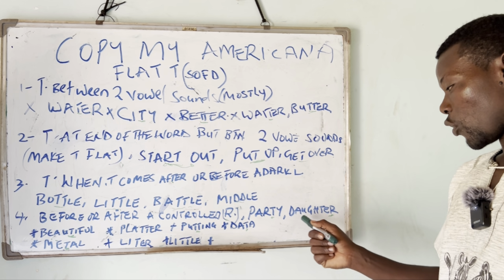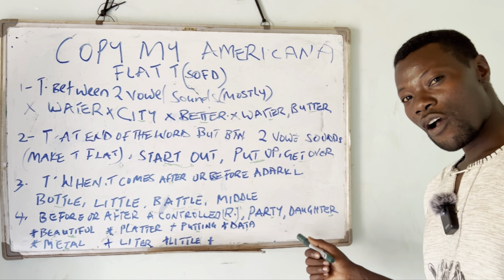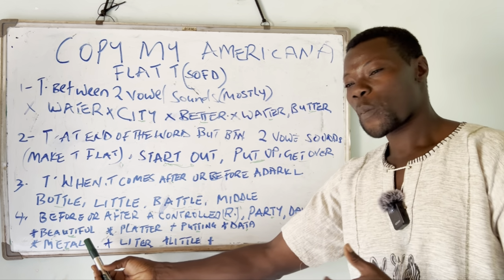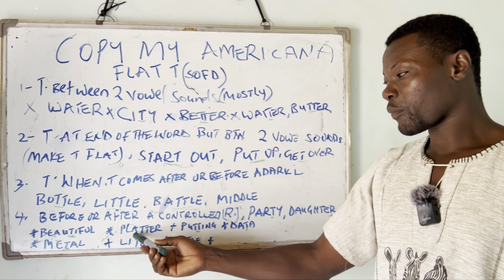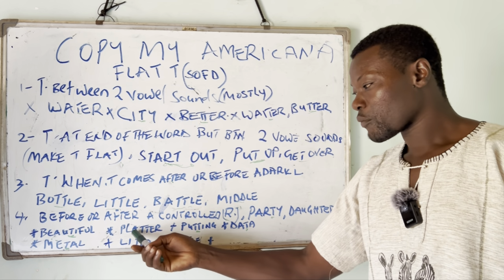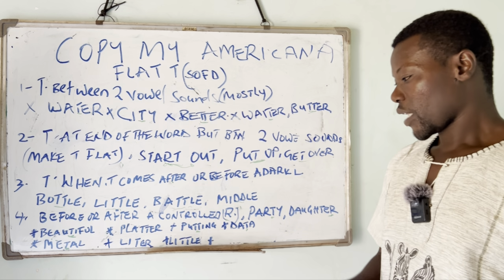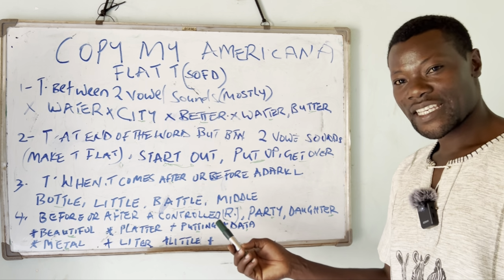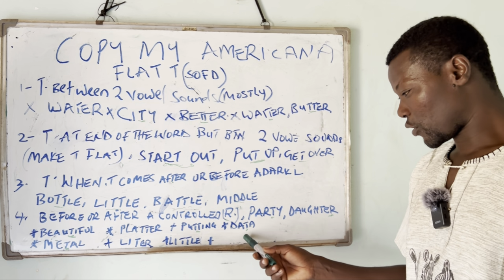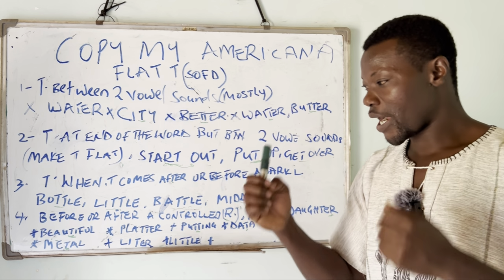Then this is called daughter. But in American accent, we say daughter, daughter. Then this is beautiful. We say beautiful, beautiful. This is a platter. A platter is a plate that has stuff on it. Platter, platter. Then we have pudding, pudding. Then this is data, data. Then this is metal, metal, echuma.